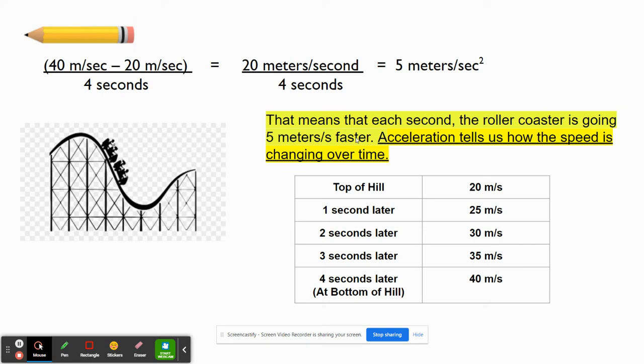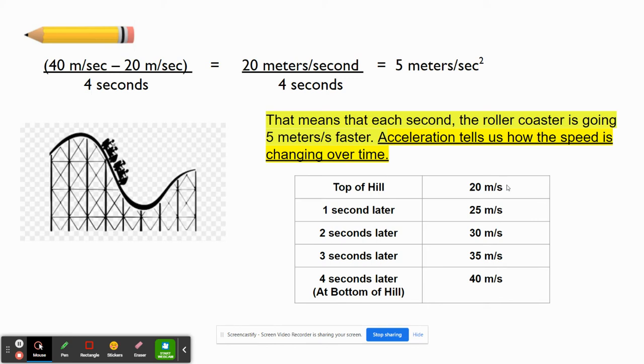Go ahead and write this. Okay, this means that each second the roller coaster is going 5 meters per second faster. Because try to keep in mind, acceleration is telling you how speed is changing over time, whether it's speeding up or slowing down. We won't do a lot with changing direction in 8th grade other than just to know it.